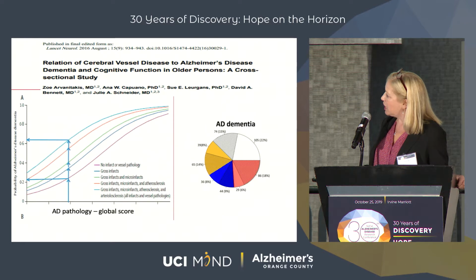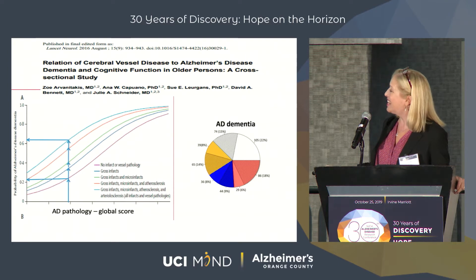Yeah, I think that was right. Yellow was atherosclerosis. The red was both athero and arteriolar sclerosis. And the cross hatches are people who have infarcts.